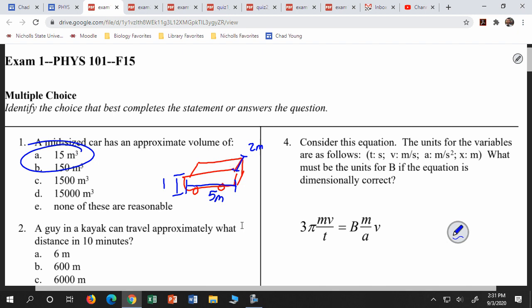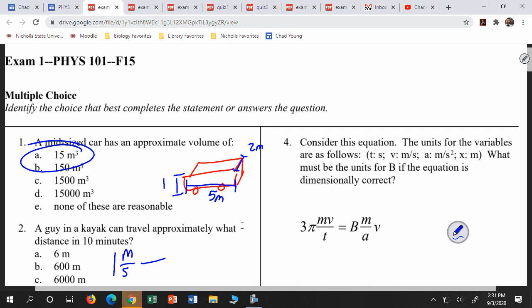Or a guy can try kayak about what distance in 10 minutes? A guy kayaking just sort of normal is about how many meters per second? Ever go kayaking? Well, you have some idea. It's about a walking speed, right? And so a walking speed is about a meter per second. That's what I was shooting for. So if I have about a meter per second, in 10 minutes, I would do a little conversion.